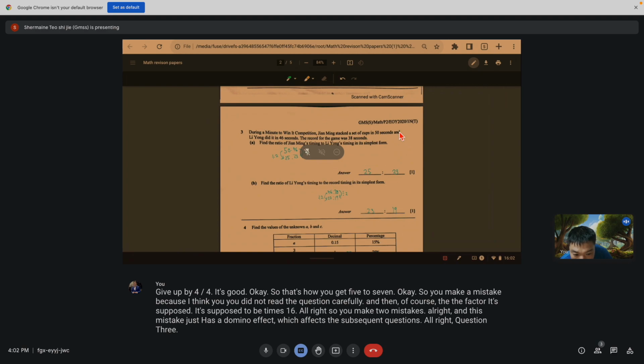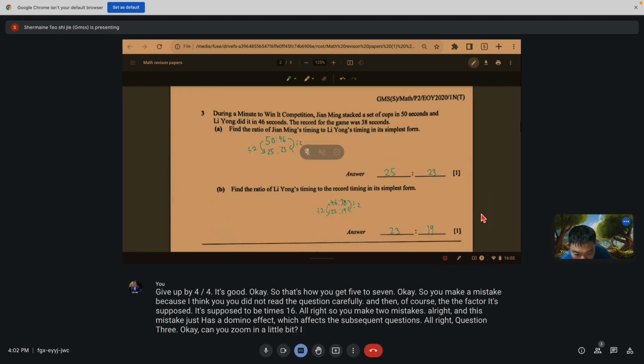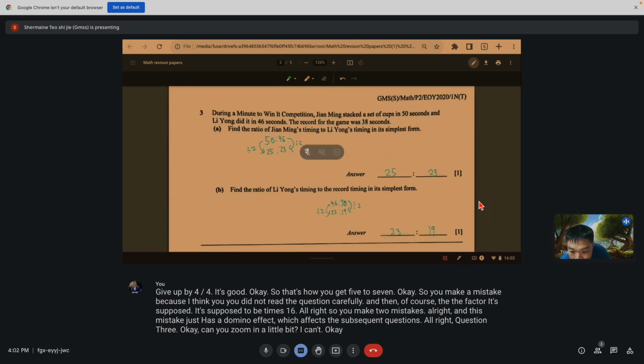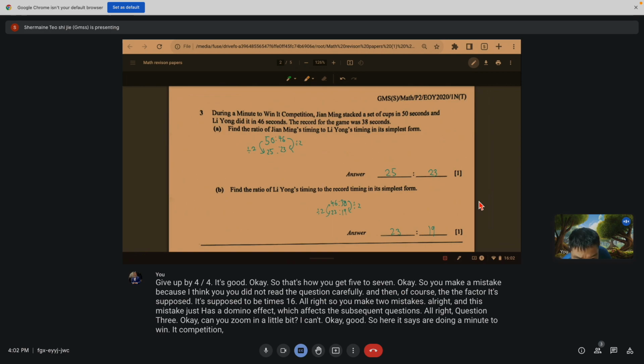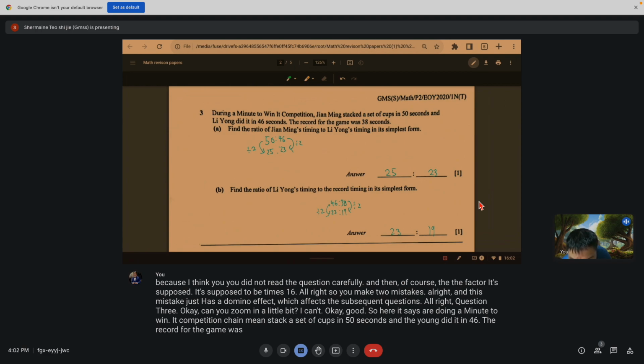Okay. Can you zoom in a little bit? Okay, good. So over here it says during a minute to win it competition, Jianming stacked a set of cups in 50 seconds and Li Yong did it in 46. The record for the game was 38. So find the ratio. Okay, good.